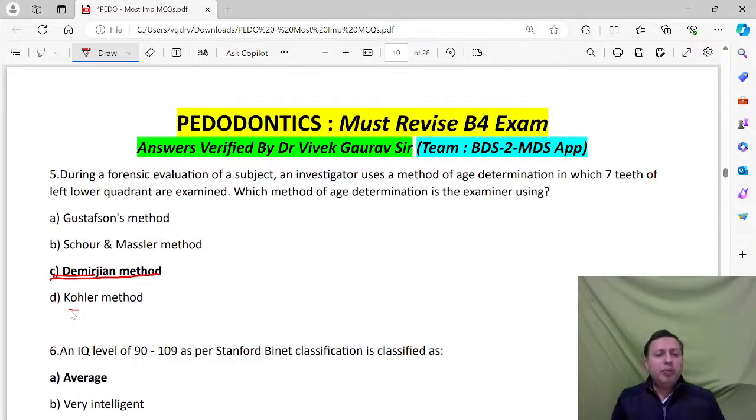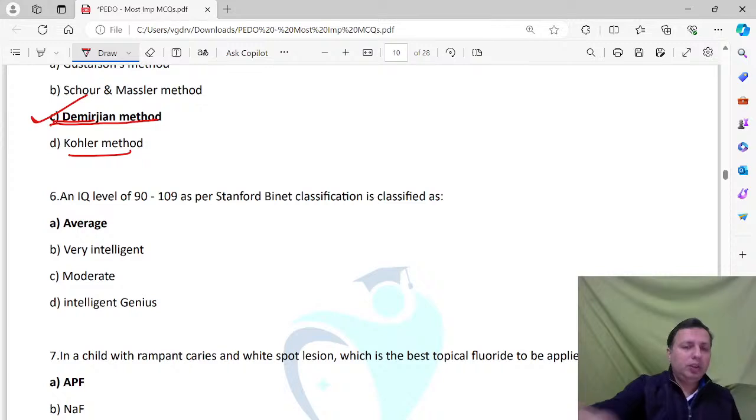And the Kohler method is basically used by studying the eruption or the calcification of the third molar. So in the Kohler method we basically study the third molar.